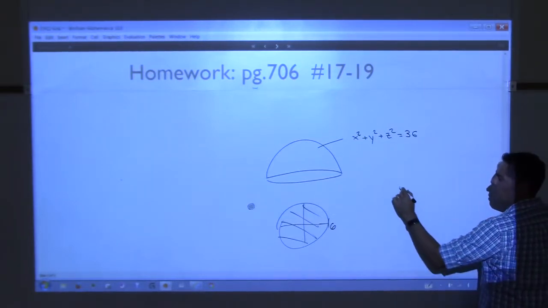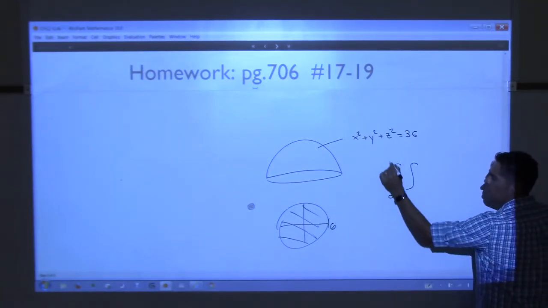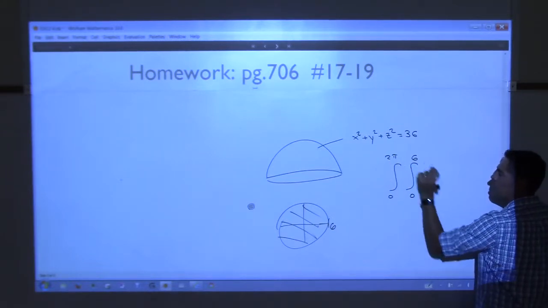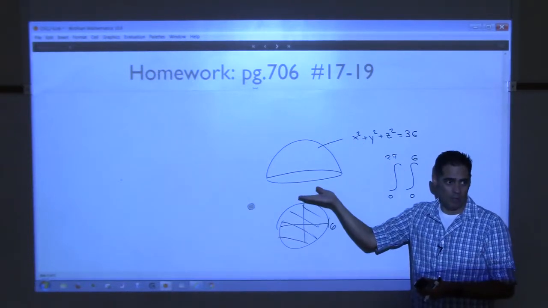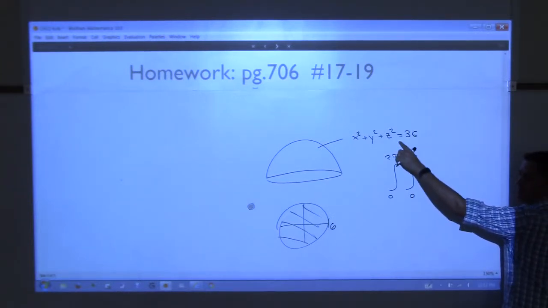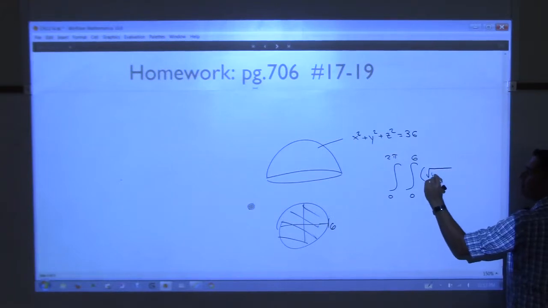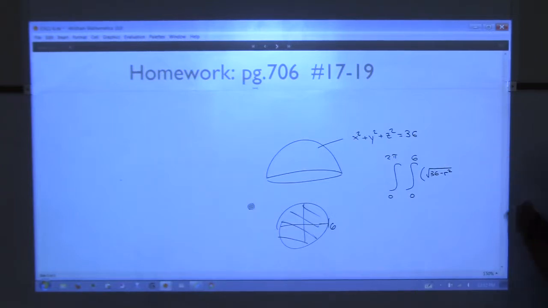So if I did this with a double integral, I'm going to go to polar. So 0 to 2 pi, 0 to 6, and then it's going to be the top thing minus the bottom one. That goes in here. What would the top function be? This solved for z, so that would be square root of 36 minus r squared, because we could change the x squared plus y squared to r squared. That's my top one minus the bottom one. What's the bottom one? 0. And then I would have to include r dr d theta. That's what I would do.